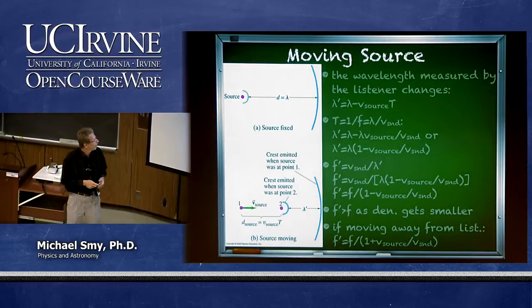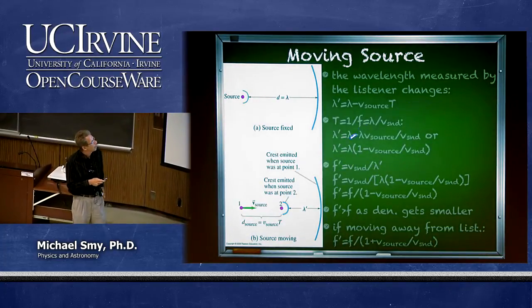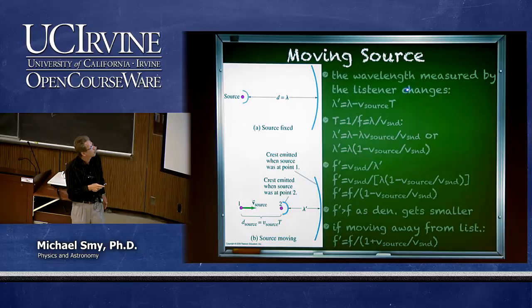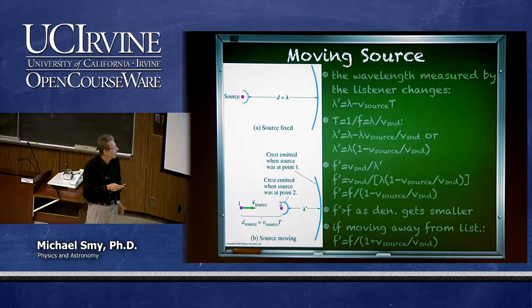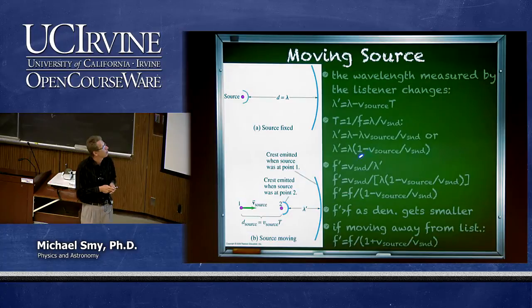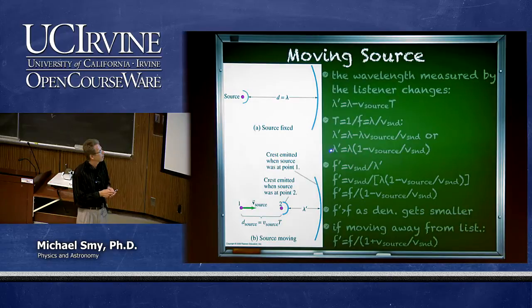If we now enter this expression into the time period t in this formula, we get that lambda prime, the changed wavelength, is lambda minus lambda times the source velocity divided by the sound velocity. And we can pull the wavelength lambda out of the expression. We get that lambda prime equals lambda times 1 minus V source over V sound.